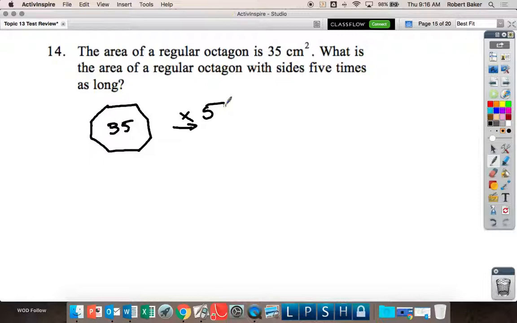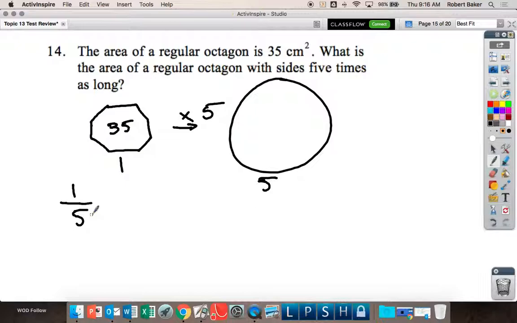What do you want to do? Smart number would be 1. That means if you have a new octagon over here, how long is each side length of that octagon? 5 times bigger, or 5. So if you set up a ratio of side lengths, you can do like small over big equals 1 over 5. This is your scale factor to get from here to here. Now, if we're going to set up a proportion to compare areas, we have to square both pieces.